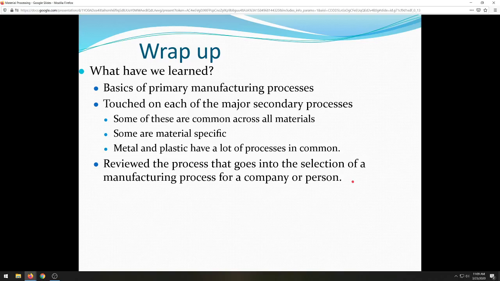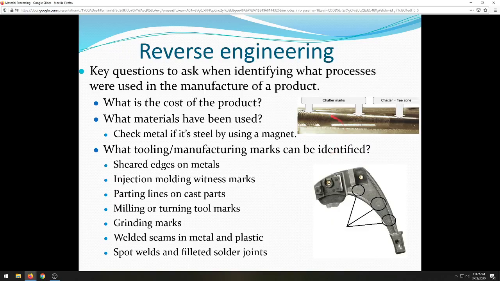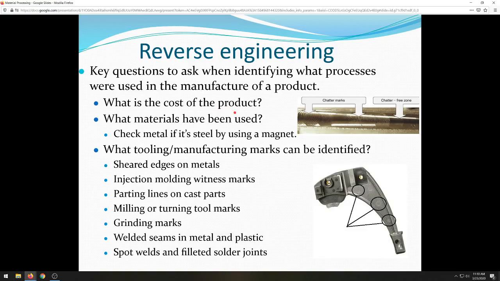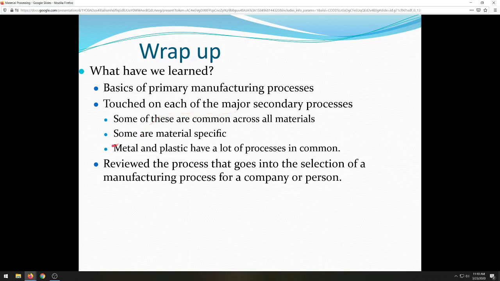So again, when we were talking about, does a product have value, and why would we want to do this, why is this important? Well, that's kind of where that comes in. Just because a part is plastic doesn't mean that it's cheap or ineffective. It may cost more to make a part out of plastic sometimes. So being able to identify these marks and identify those sorts of things can come in handy.